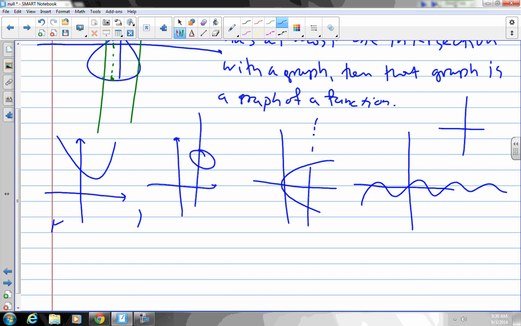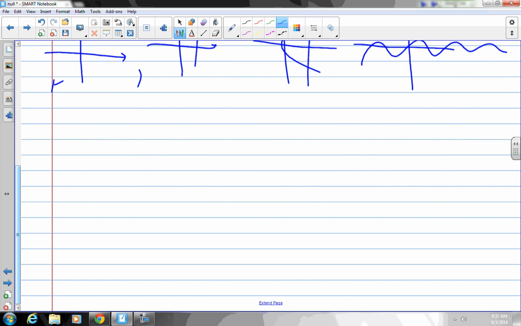How about just the graph of a straight line? Is every straight line a function? No, which one is not? Well, actually, horizontal, I'm okay with a horizontal. Vertical, right? If I do a vertical line, then when I put a vertical line through it, it intersects at infinitely many points, so that's not a function. Okay, so this is not a function. How's that?